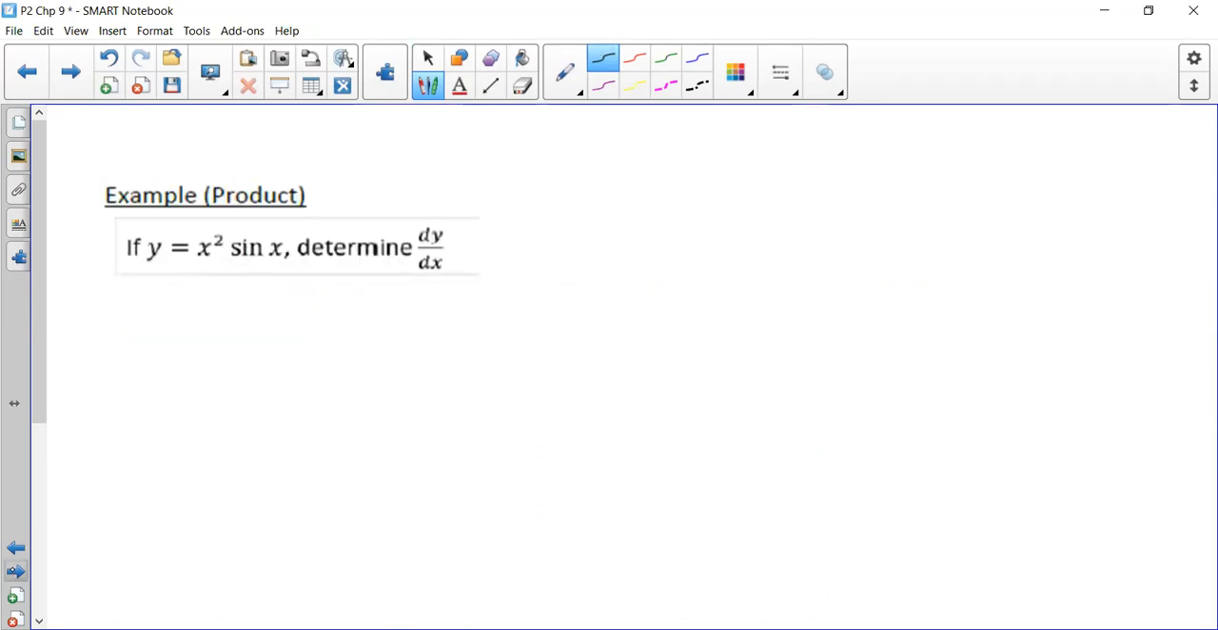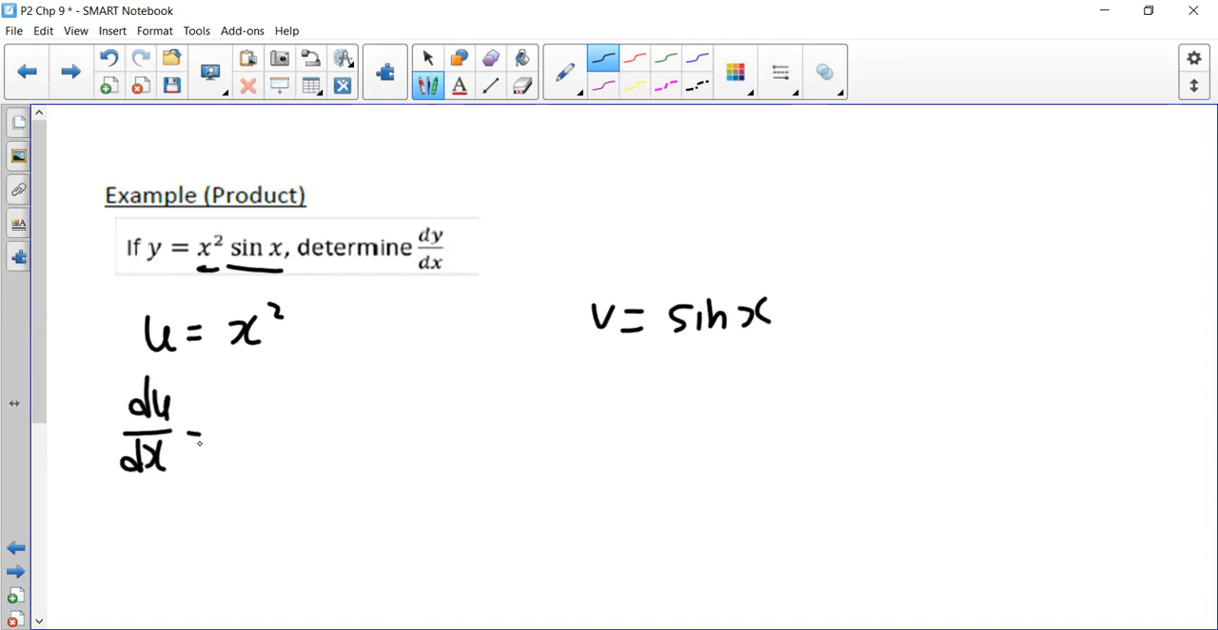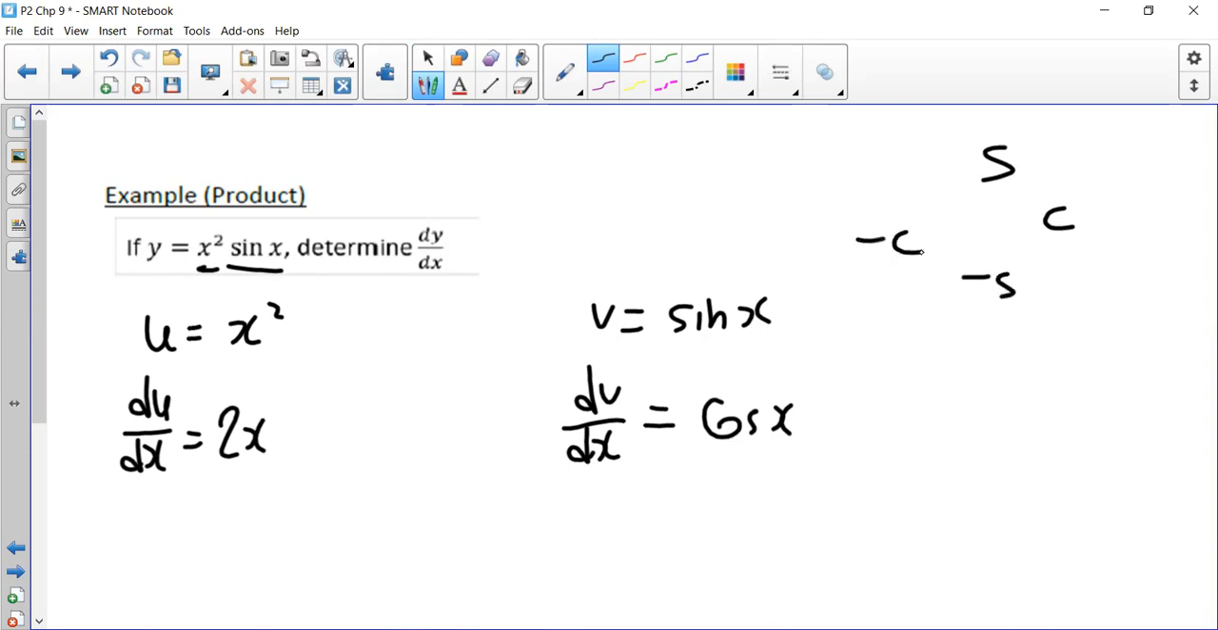Example of a product rule: if y equals x squared times sine x, we have to work out the derivative of this function. It's a product rule because it's x squared times sine x. So we let u equal x squared and v equal sine x. Next, du by dx, differentiating, is 2x, and dv by dx, the derivative of sine x, is cos x. Remember the clock: sine, cos, negative sine, negative cos. If you're going clockwise, that is differentiation. So differentiating sine x gives cos x.